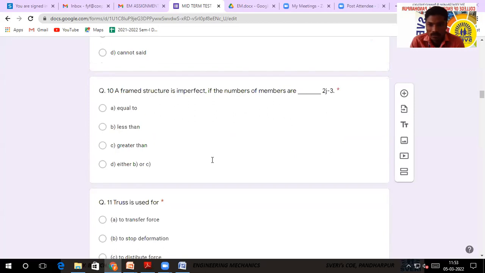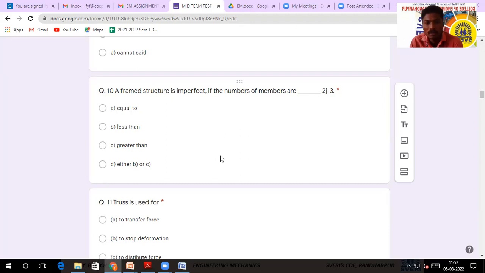Okay. Next, 3 types of structures we have seen. A framed structure is imperfect if the number of members are either redundant or perfect, either B or C. What I want to tell: three structures. One is redundant. If more, and if less, what do we say? Number of members are not sufficient, then we say imperfect. And if equal, perfect. Is it correct? Yes, sir.